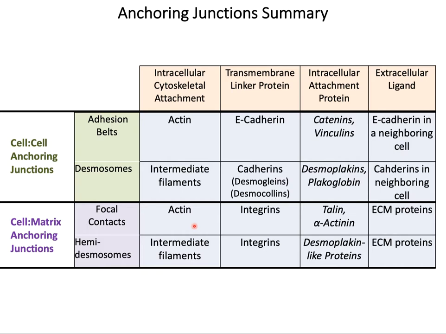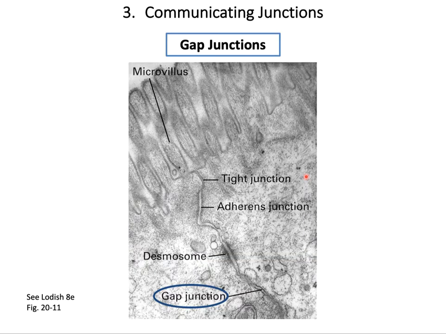Now on this slide, there is a summary of the 4 anchoring junctions that we just talked about: the adhesion belt, the desmosomes, focal contacts, and hemidesmosomes. And across the top are the 4 categories: the name of the cytoskeletal filament that is being used, the transmembrane linker protein that is utilized, the intracellular attachment protein that is utilized, and what the transmembrane linker protein binds to, so the extracellular ligand. So you should know all four of these details for all of these anchoring junctions.